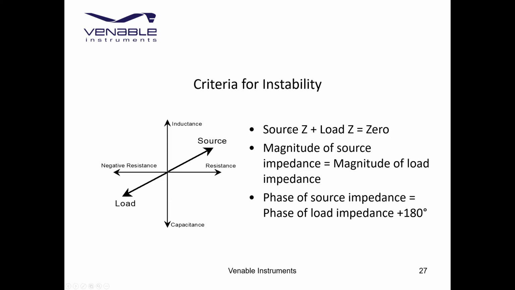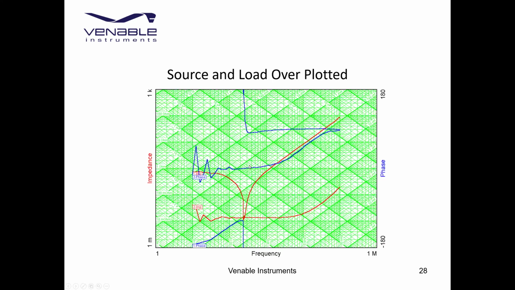So this is our criteria for source and load. If the source and the load magnitudes are the same and the phases are 180 degrees out, you will get a negative impedance or negative resistance oscillator. And here's a picture of that.